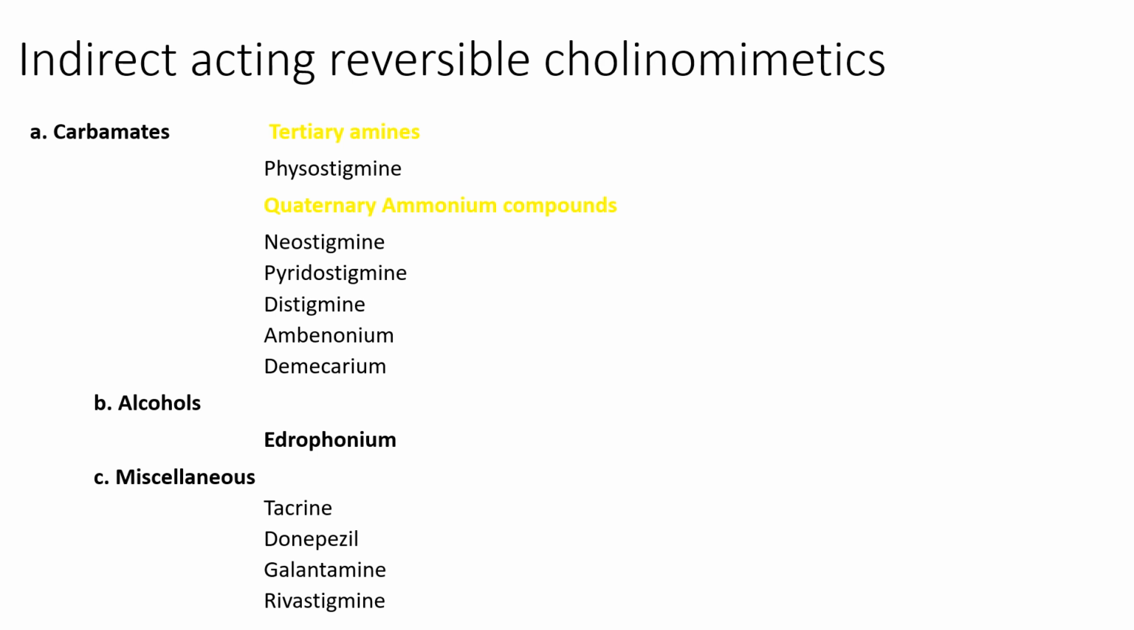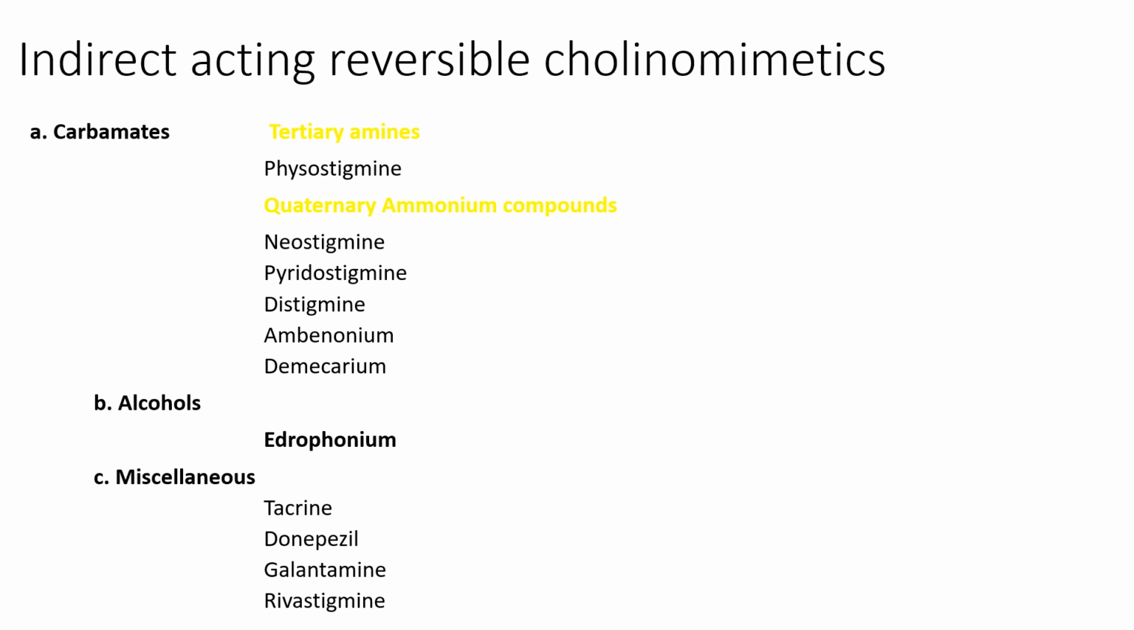In carbamates, we have the tertiary amine, which we call physostigmine, and quaternary ammonium compounds, which we call neostigmine, pyridostigmine, distigmine, and ambenonium. You should know all these drugs, especially neostigmine, physostigmine, pyridostigmine, and distigmine. You can forget the last two, but you need to know these four drugs. In case of alcohols, you should know edrophonium.